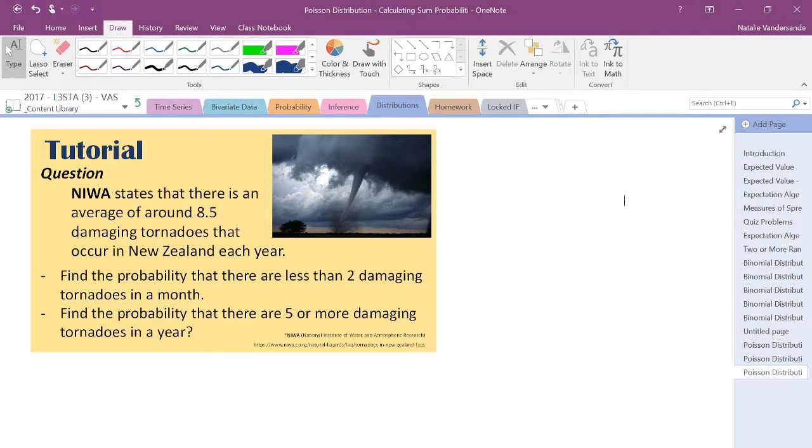First of all, I know I'm using a Poisson distribution. And the parameter I need is lambda. Now, when I read through the question, I'm given an average of 8.5 tornadoes per year. However, the question is talking about how many tornadoes in a month. So for my lambda, I need to get the two intervals to match.